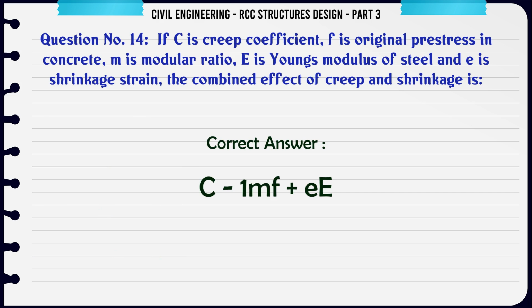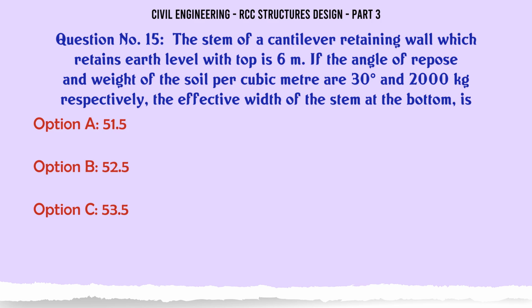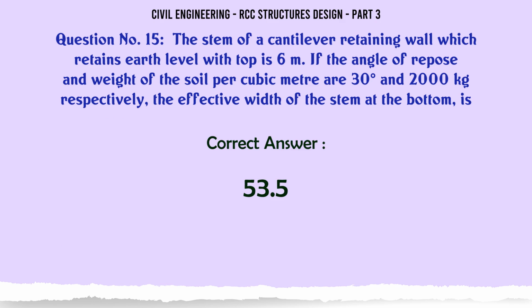(1 + m)Fε. The stem of a cantilever retaining wall which retains earth level with top is 6 m. If the angle of repose and weight of the soil per cubic meter are 30° and 2000 kilograms respectively, the effective width of the stem at the bottom is: A, 51.5; B, 52.5; C, 53.5; D, 54.5. The correct answer is 53.5.